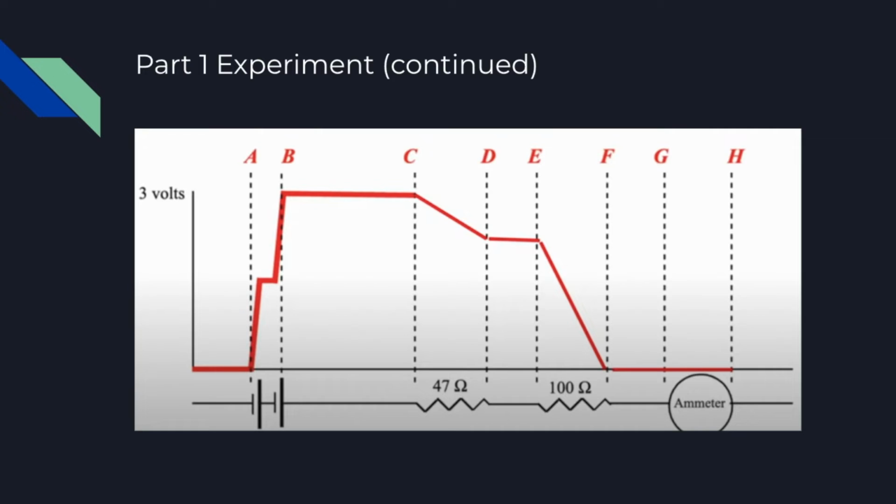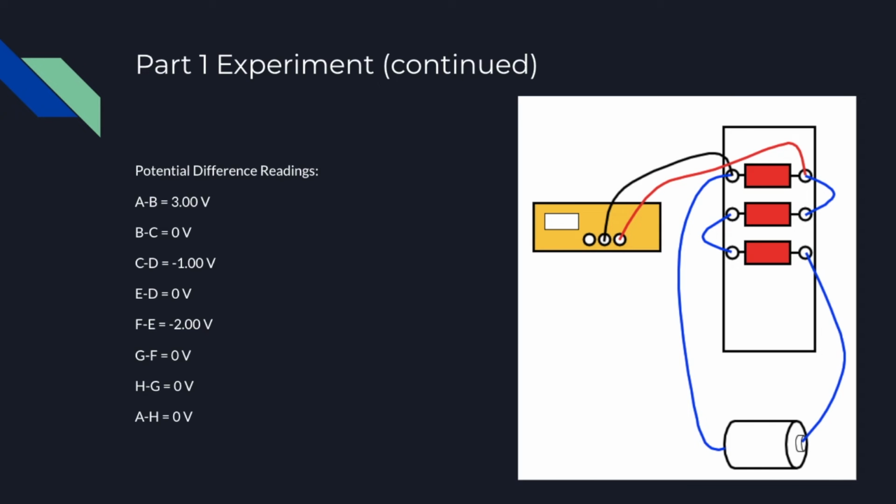So next, this is the part 1 experiment graph, and then we have the details showing where it's changing from each pathway: A to B, B to C, D to E, E to F, G to H. And this is the ammeter readings with respect to the volts. And here are the potential difference readings.